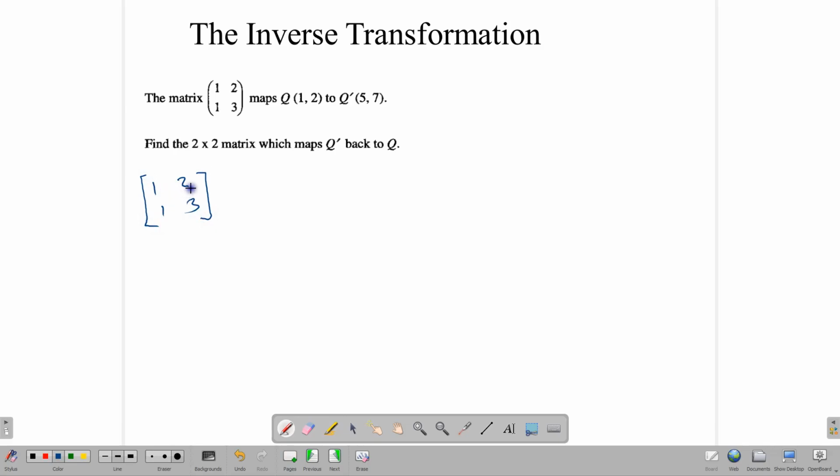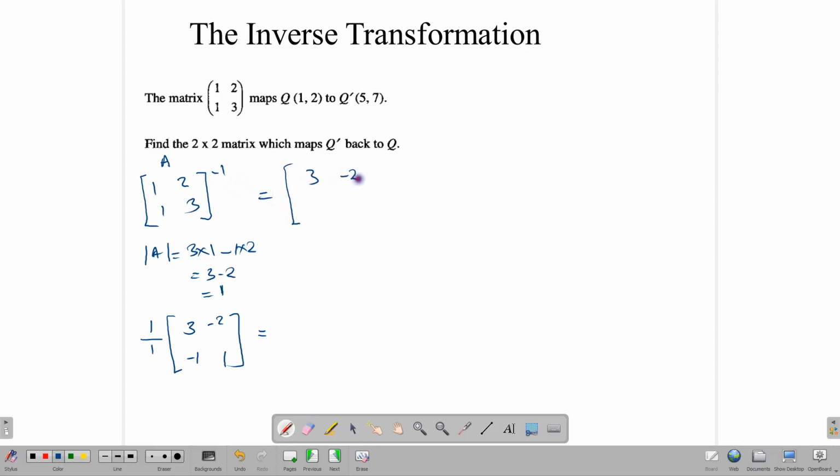To find its inverse, remember, we need to find the determinant. So the determinant of this, let's just call it A, is going to be 3 times 1 minus 1 times 2. And that gives us 3 take away 2, which is 1. So it comes out nice and simple. And then our inverse matrix is 1 over 1, which is nice, times this matrix that we rearrange, 3 here, 1 here, and change the sign of these two, negative 2, negative 1. And since we're multiplying by 1 over 1, everything remains the same here. So our inverse transformation is going to be 3, negative 2, negative 1, and 1.